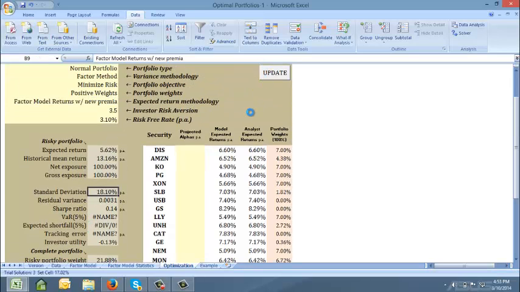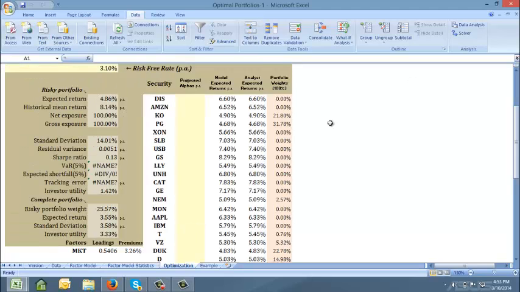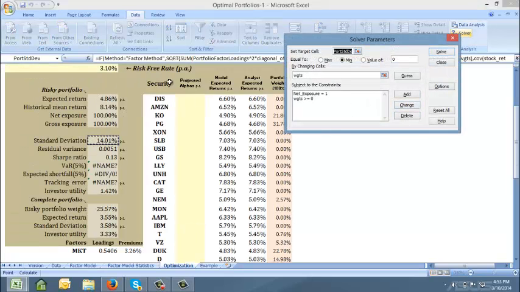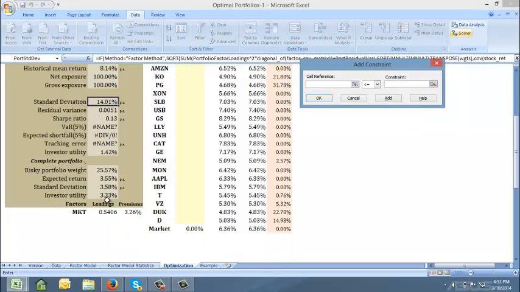Now we're going to use solver to add some constraints. Alright, so we'll go to solver. We have the net exposure equal to 1. We're minimizing risky portfolio standard deviation because we're minimizing risk. And then weights are greater than 0. And then we need to add the beta to be equal to 1.01. So we're going to click on here, equal 1.01.